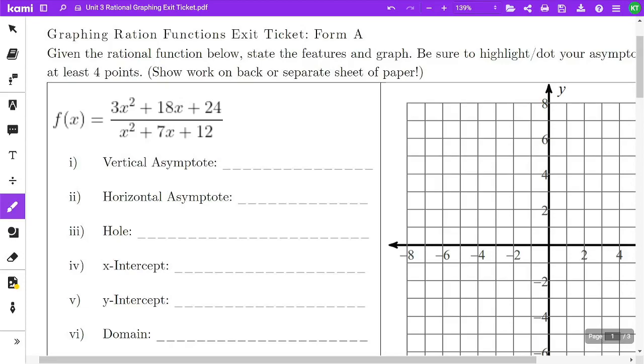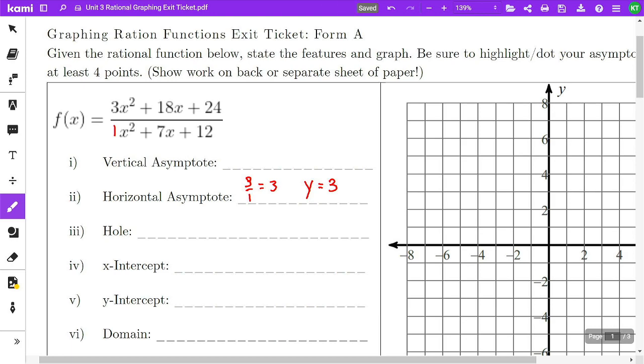All right, so this is exit ticket form A. First, I'm going to knock out my horizontal asymptote because I can determine that by looking at my degree. If I look at my numerator and my denominator, they both have a degree of 2. So that means I'm just going to divide my coefficients. I will take 3 divided by 1, which is going to be 3. So it will be y equals 3 for my horizontal asymptote.